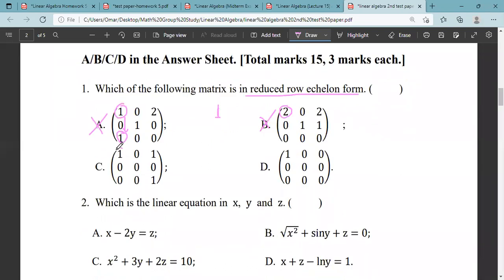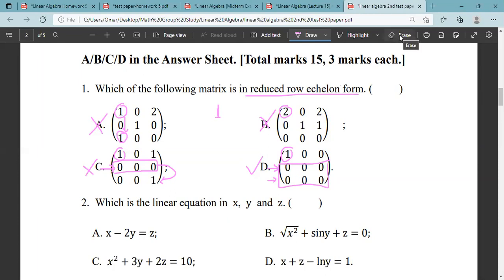So here the first pivot point is here, but if you look at the second row, all the entries contain 0, but we know that it needs to sit at the last row. So this is also not an RREF form. And then here, this is our first pivot point, and all the entries in the second and third rows are 0. So we can say that this is RREF.